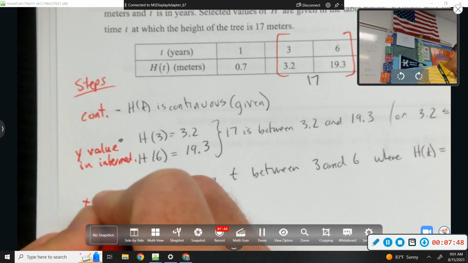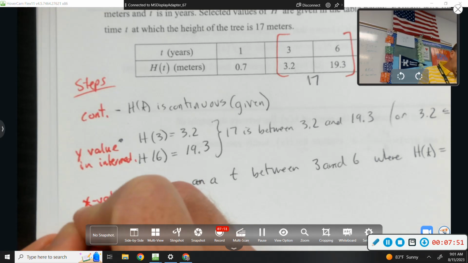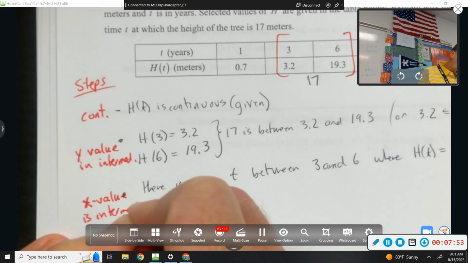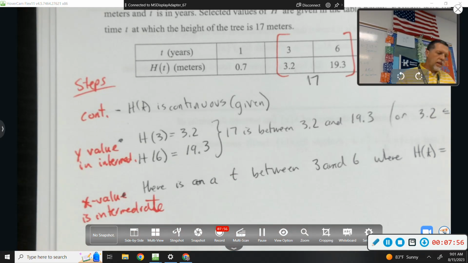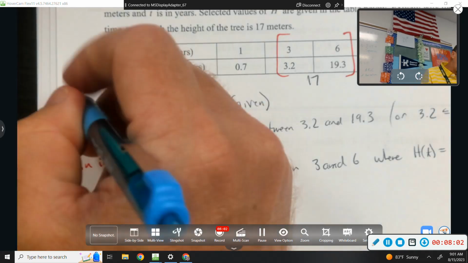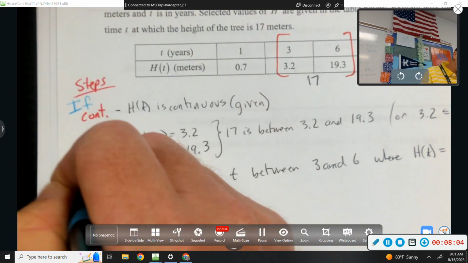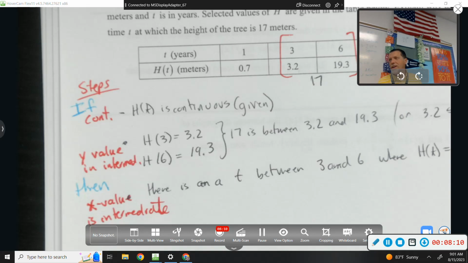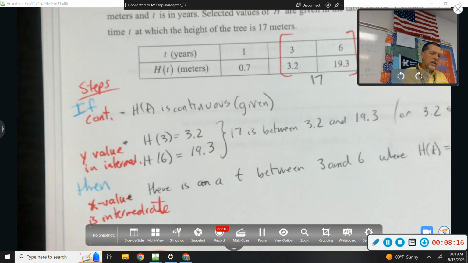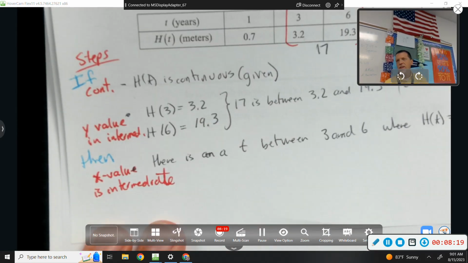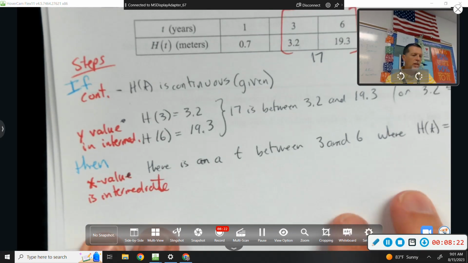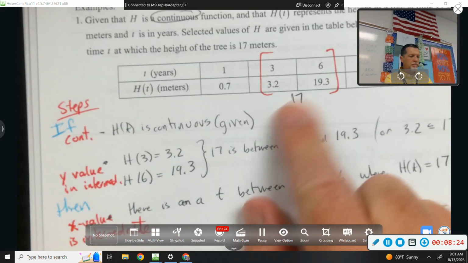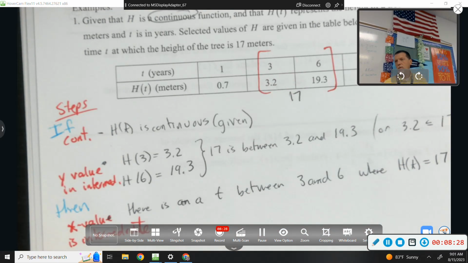is that the x value is intermediate. And this sort of follows the pattern of an if-then statement. If it's continuous and the y is in between the y's, then the x is in between the x's. That's the IVT. If continuous and y values are in the middle, then there's an x value that's in the middle. And we don't know enough on this one to guess where the x value is. All we can say is it's between 3 and 6.